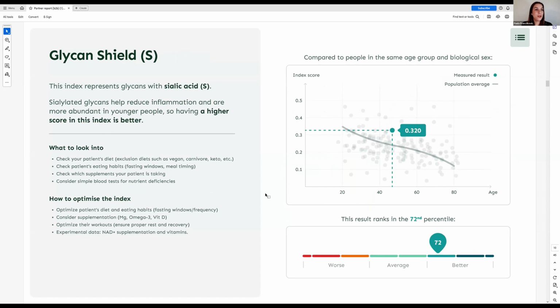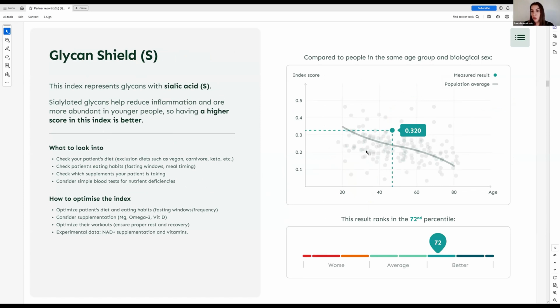Now we have the part where we have a depiction of each individual glycan index. So here, the first one is Glycan Shield, and there are a total of 5 glycan indexes. Glycan Shield is an anti-inflammatory index, so it's made of glycans that activate the anti-inflammatory mechanisms in the body. So what we want to do is have a high quantity of these glycans because they are protective.